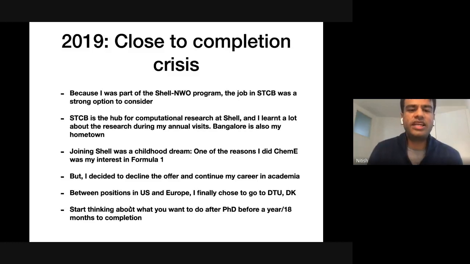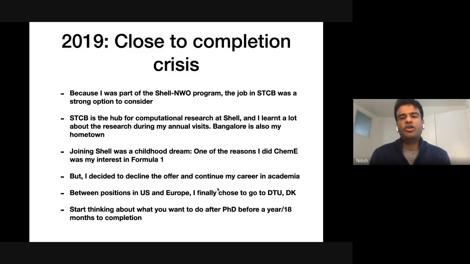And so I would suggest that if you're considering doing your PhD, you start thinking at least a year or about 18 months in advance about what you want to do after you finish. Either you want to do a job in the industry, or you want to do a postdoc and then try to get a faculty position. So I think it's good to start planning early and start applying to positions.